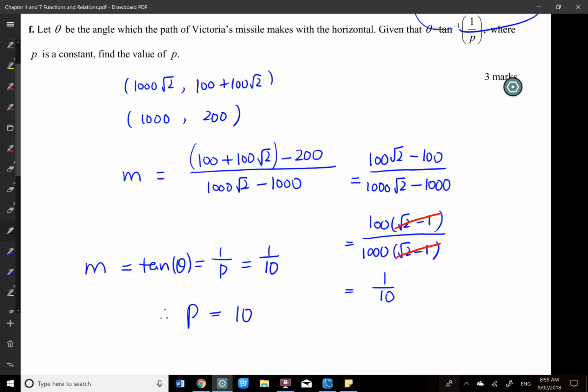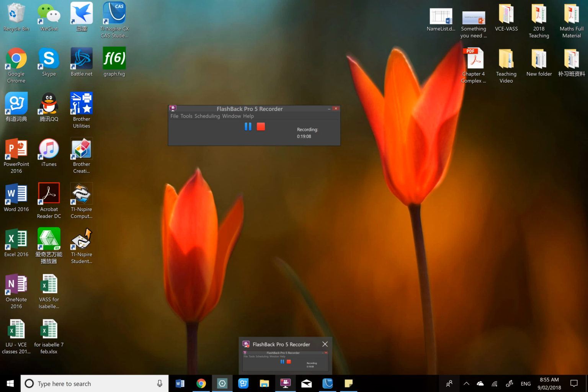Okay, if you don't have any questions, just try to complete the rest of the notes, the inverse function and the composite function questions. I'll upload the solution for you Monday or Saturday night.